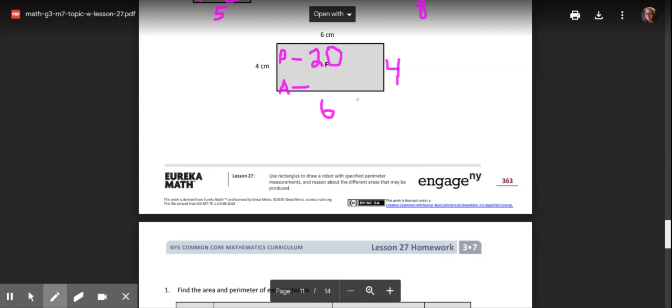To get the area, you are going to multiply your width times your length. So 6 times 4, or 4 times 6, is 24. You could have skip counted by 4s or 6s. Either way would get you the correct answer.